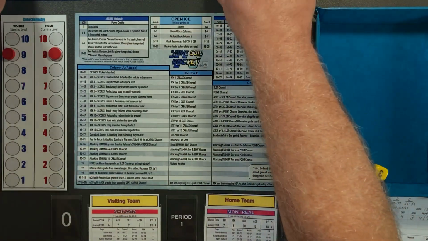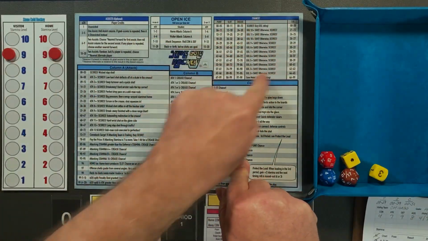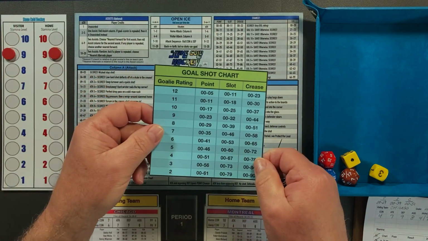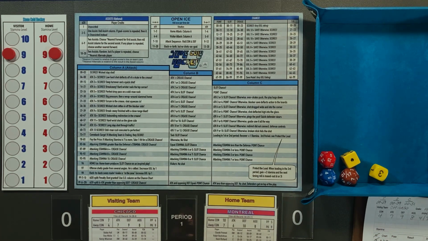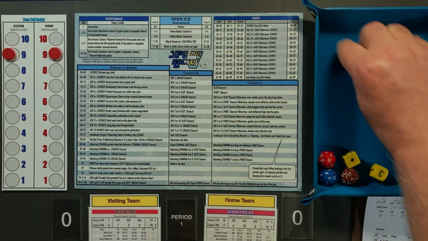And I made a cheat sheet. It's usually read off of this chart here, but I made a little cheat sheet here for a goal shot chart. So it is a slot chance. So anything from 0-0 to 46 is going to be a goal. And it is a goal. So the score is now 1-1.